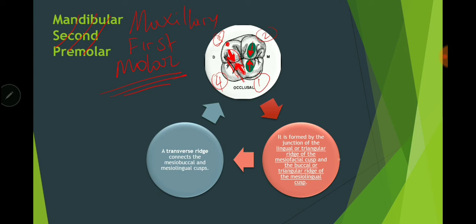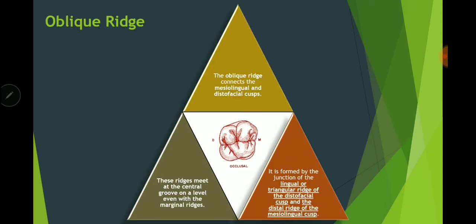So make sure you know which ridges form the transverse ridge, and make sure you know which ridges form the oblique ridge. Okay. So the oblique ridge connects the mesiolingual cusp and the distal facial or distal buccal cusp. So the oblique ridge is this one here, and you can see it's connecting this mesiolingual and this one, which is the distal buccal or distal facial, whatever you want to call it.